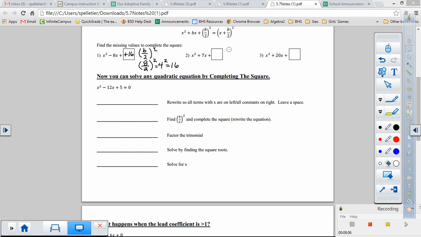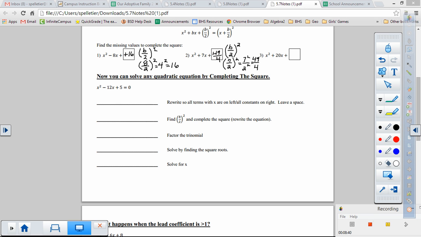Second example, sometimes that middle term is odd, and what do you do when it doesn't divide evenly and become a whole number like the first example did? Put b in the equation, 7 over 2 squared. When you square a fraction, you square the numerator, so 7 squared, and you square the denominator, 2 squared. 7 times 7 is 49. 2 times 2 is 4. So the fraction 49 over 4 is what makes that a perfect square trinomial.